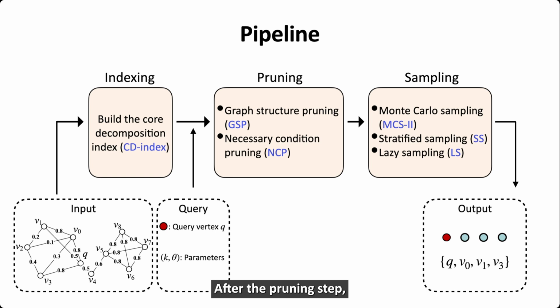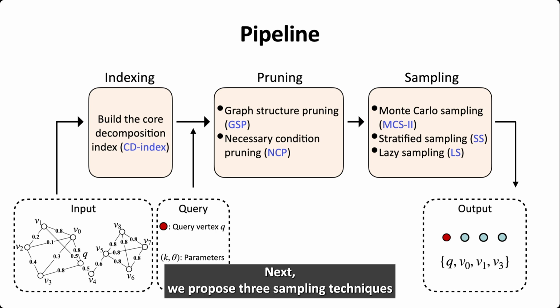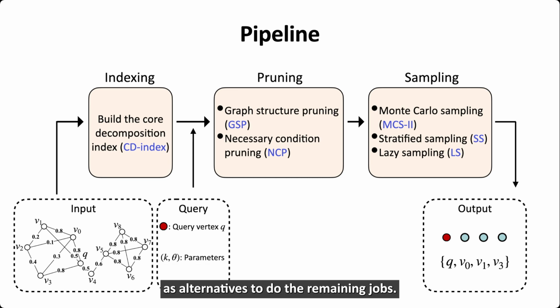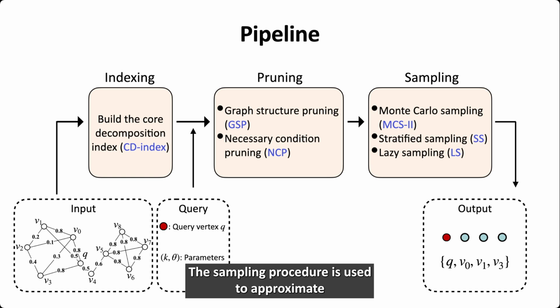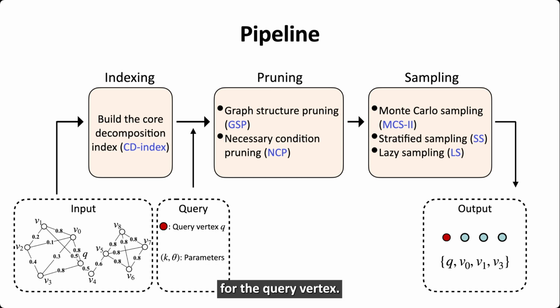After the pruning step, the original graph and the candidate set have been reduced to a small set. Next, we propose three sampling techniques as alternatives to do the remaining jobs. The sampling procedure is used to approximate the confidence values defined in the k-theta community. Finally, the system will output the k-theta community members for the query vertex.